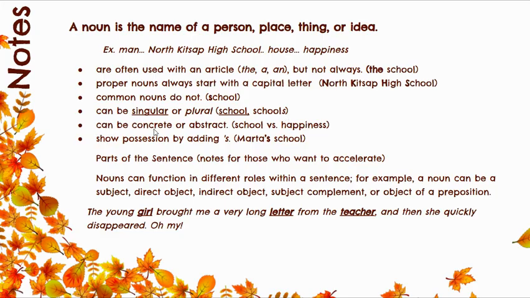They can be concrete, like the word school. You can touch a school. It's a physical thing. Or they can be abstract, like happiness. They show possession by adding an S, like Martha's school. Parts of the sentence, for those who want to accelerate. Nouns get used in many different roles in a sentence. A noun can be a subject, a direct object, an indirect object, a subject complement, or an object of the preposition. That's just for those of you.